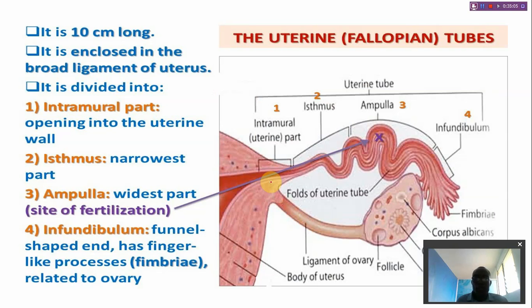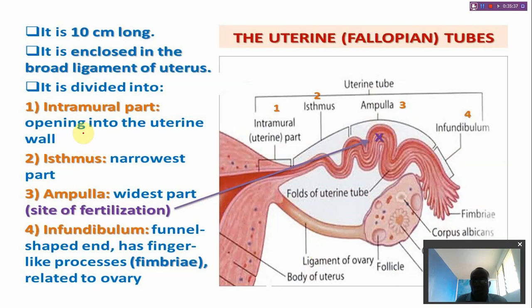So the next is the uterine tube, the detailed anatomy of it, with the ovaries also. We are going to look at the characteristics of the fallopian tube. It is 10 centimeters long. It is enclosed in the broad ligament of the uterus. So this is the broad ligament of the uterus.